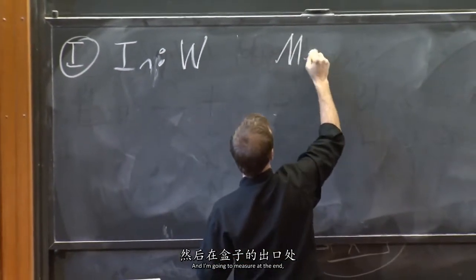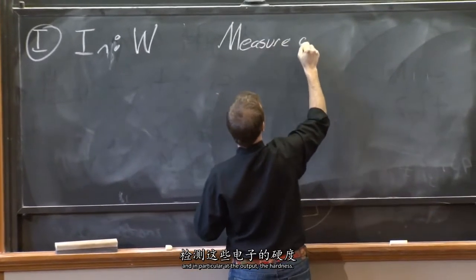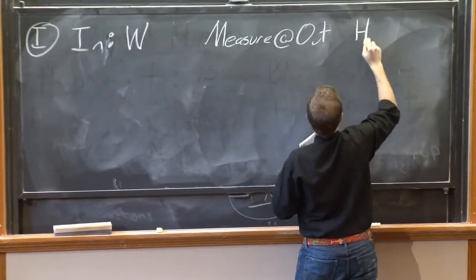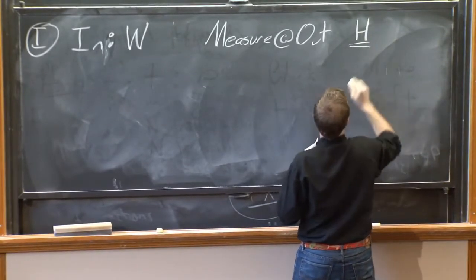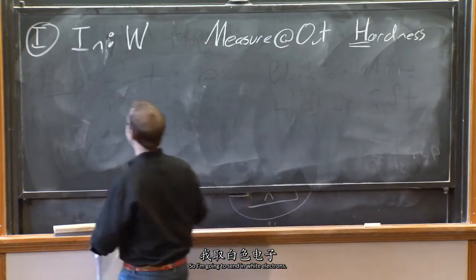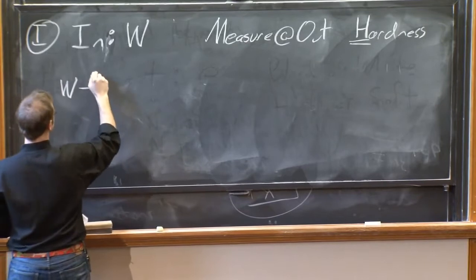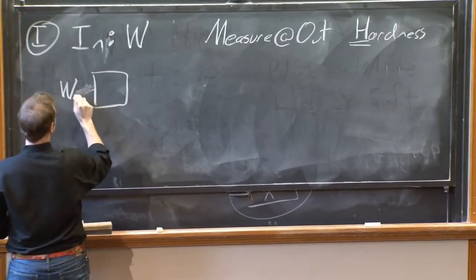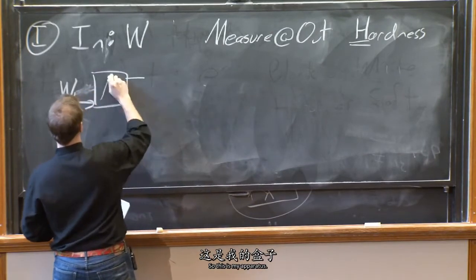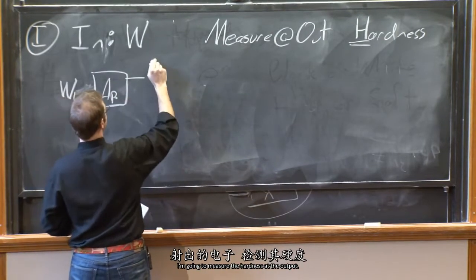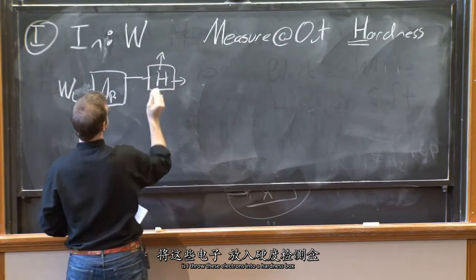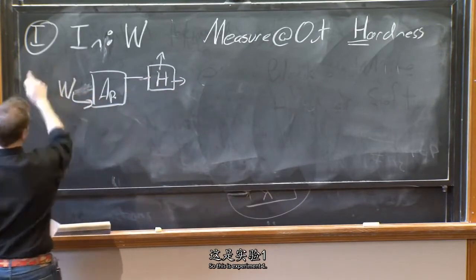And I'm going to measure at the end, and in particular at the output, the hardness. So this is my apparatus. What I mean by measure the hardness is I throw these electrons into a hardness box and see what comes out. Okay, so this is experiment 1.